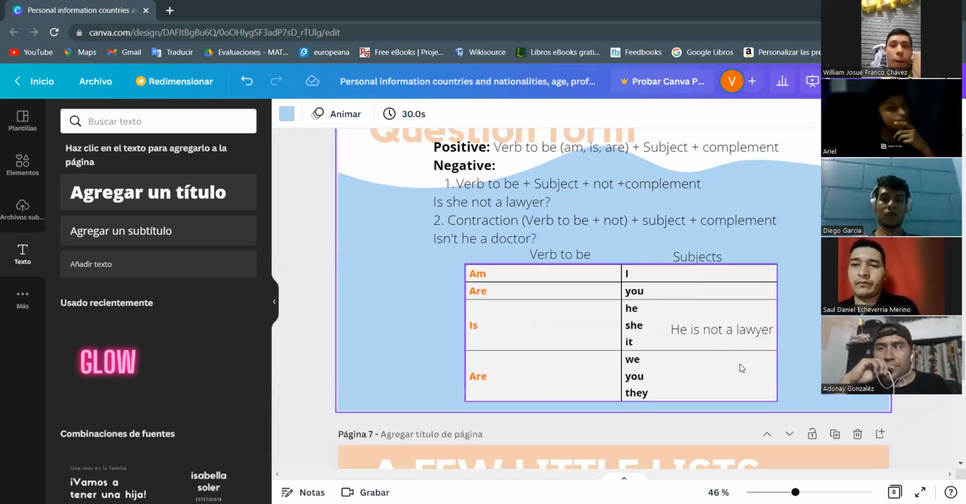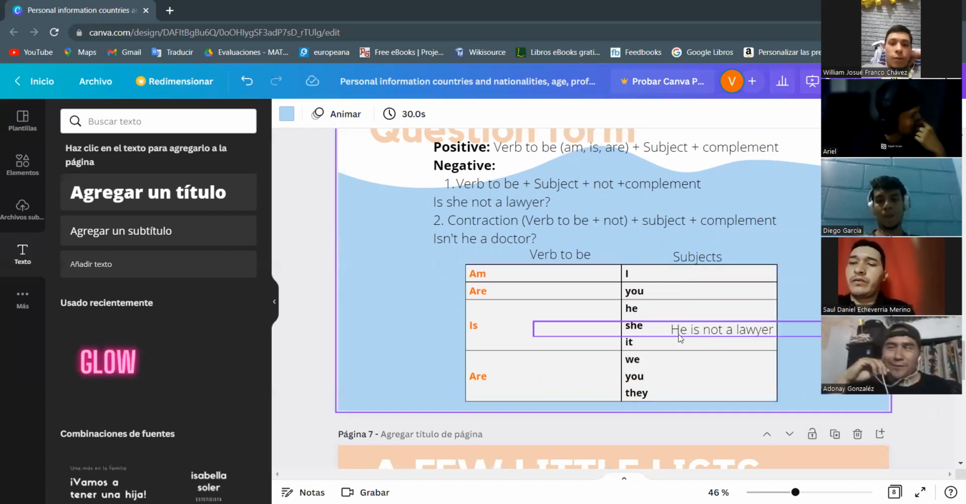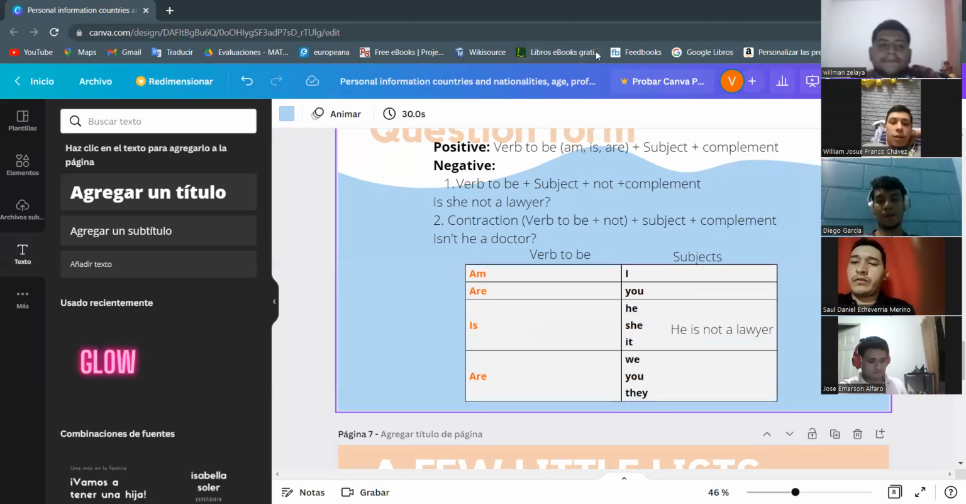The verb to be is is. Great. You're doing good. Go on. The verb to be is. Great. That's correct. What about the subject in your sentence? He. Good. You have the word not. What's the complement? He is not a liar. Okay. The complement is just the rest of the sentence.